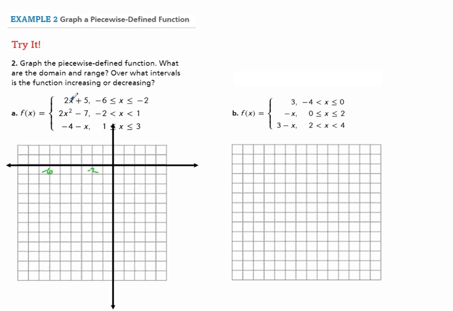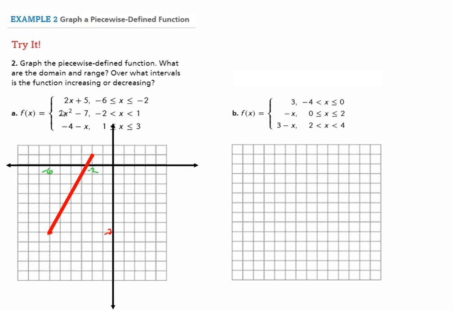So I'm simply going to plug in -6 here. 2 times -6 is -12, plus 5 is -7. So at -6, I'm at -7. I'm here. And at -2, that's -4 plus 5 is 1. So I have a line going from (-6, -7) to (-2, 1).